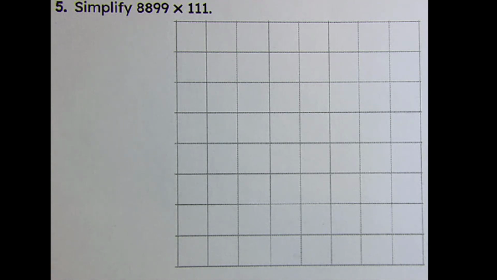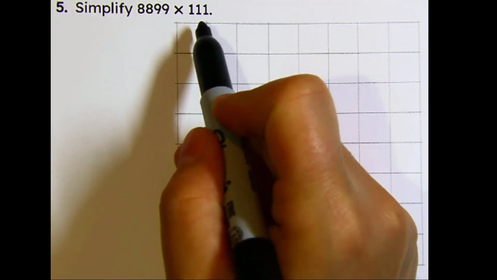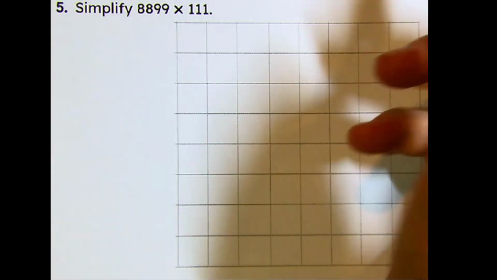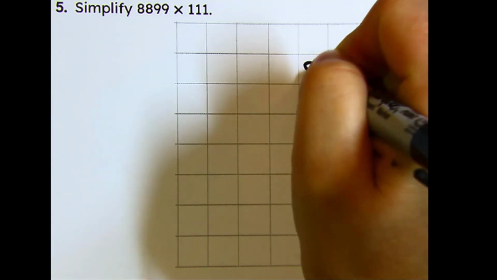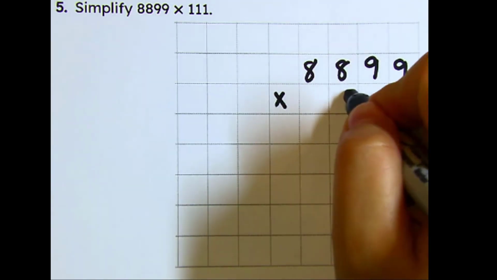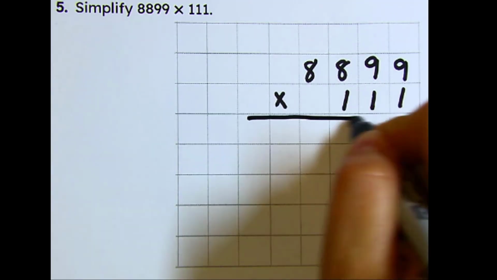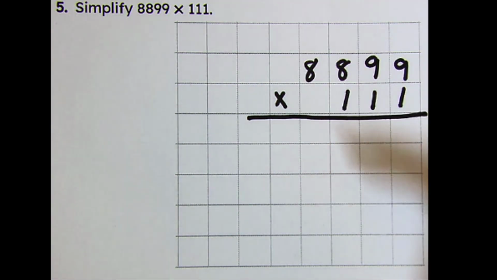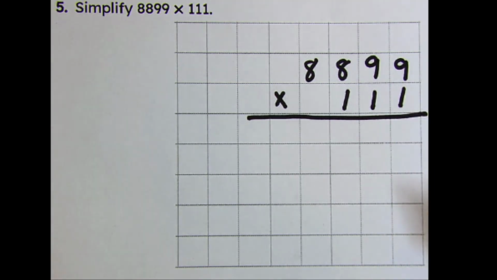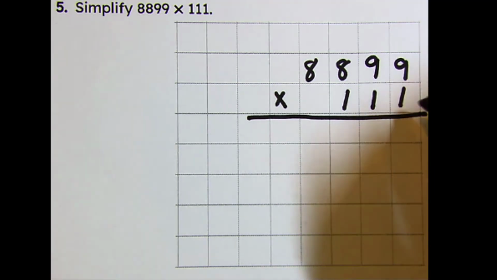In part 3, question number 5, you're asked to simplify 8,899 times 111. Now I'm going to go ahead and set this problem up. So I have 8,899 times 111. And in order to solve, I'm going to multiply 8,899 by each part of 111. First, I'm going to multiply by 1, 1.